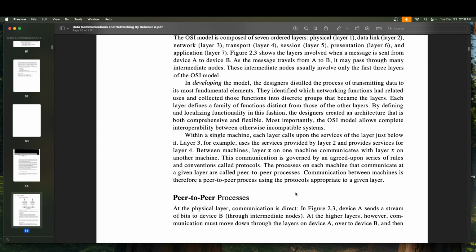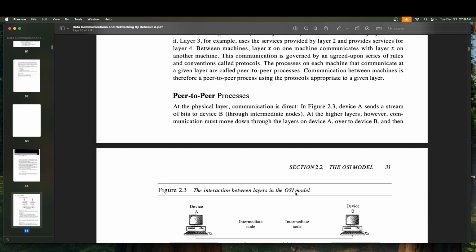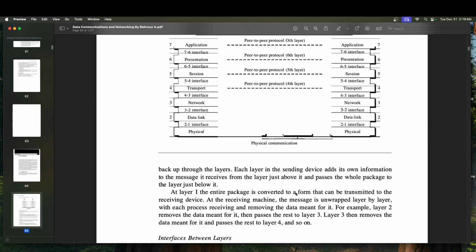Now, within a single machine, each layer calls upon the services of the layer just below it. Layer 3 uses the services provided by layer 2, and layer 2 provides the services for layer 4. Between machines, layer X on one machine communicates with layer X on the other. This communication is governed by an agreed set of rules and protocols. Now, peer-to-peer process. At the physical layer, communication is direct. Device A sends the stream of bits to device B. At higher layers, however, communication must move through the layers and then backward.